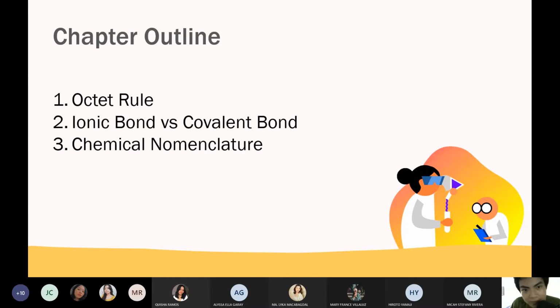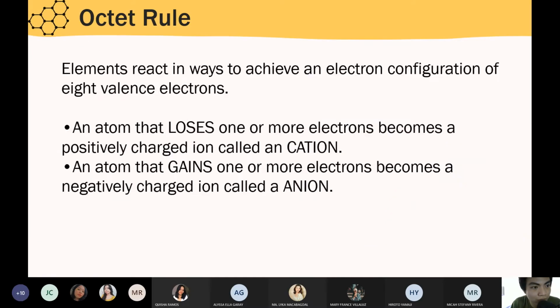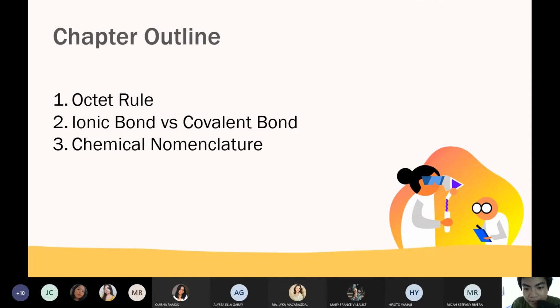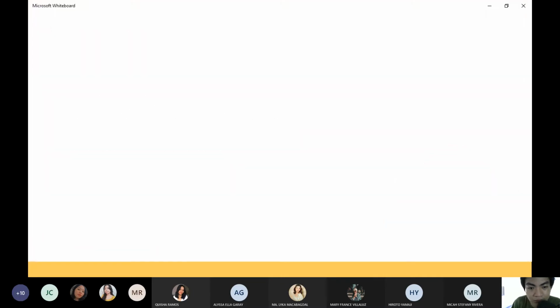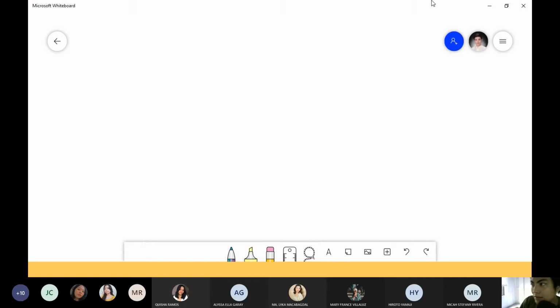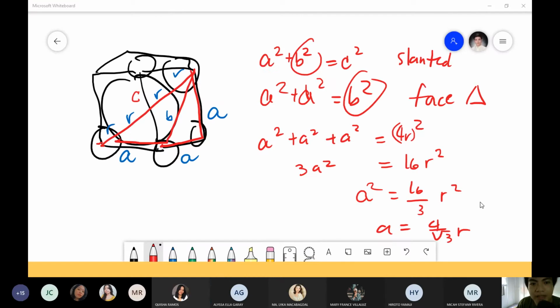So for this part of the session, I will not use the PowerPoint, okay? Rather, I'll use a whiteboard instead, because I want to make a logical flow muna, no? Okay, so allow me to use this whiteboard and then let's proceed with our discussion.